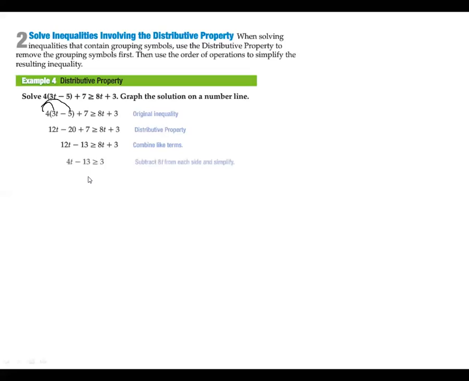Then you subtract 8t from both sides to get the variables on one side. You could have just as easily subtracted 12t from both sides, but when you subtract 8t from the 12t, you still have a positive 4 in front of the t, so that's why we did it that way. Then get your constant on the other side, so add 13 to both sides. Then you have 4t is greater than or equal to 16, so divide both sides by 4. Notice I divided by a positive, so the inequality still holds true. I do not reverse the symbol. I get t is greater than or equal to 4. So I put a closed circle on 4 because it's or equal to and shade everything to the right.